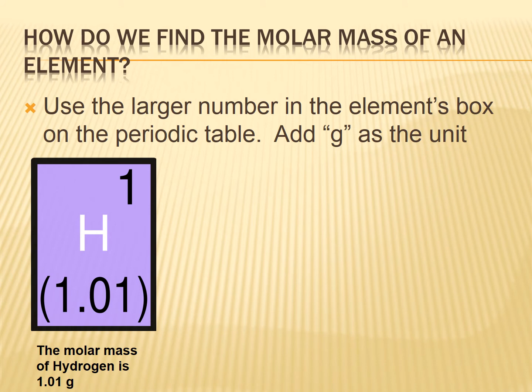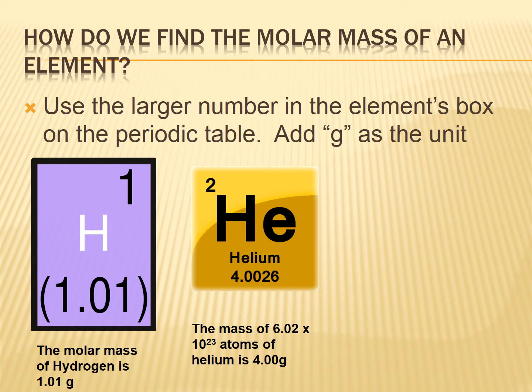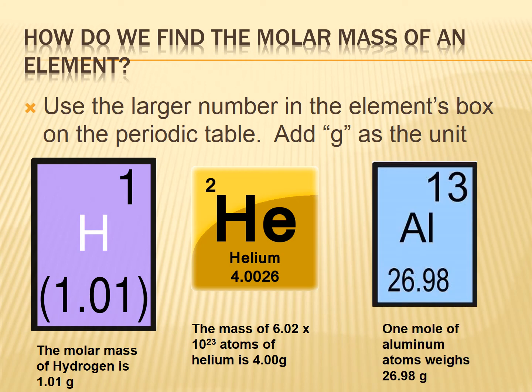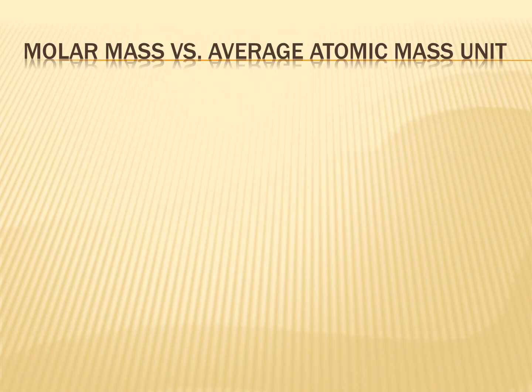So hydrogen. The molar mass of hydrogen is 1.01 grams. The molar mass of helium is 4.00 grams. So this is how much a mole of atoms weighs. Aluminum, same thing. If you have a mole of aluminum, it's going to weigh 26.98 grams. So it's very simple to just look at our periodic table.